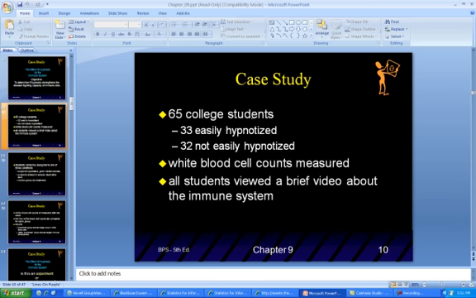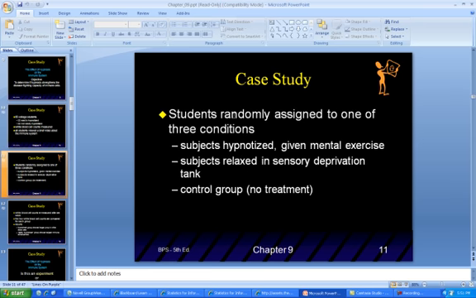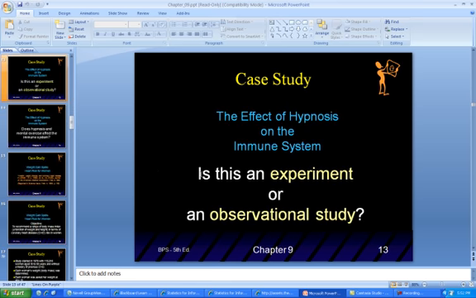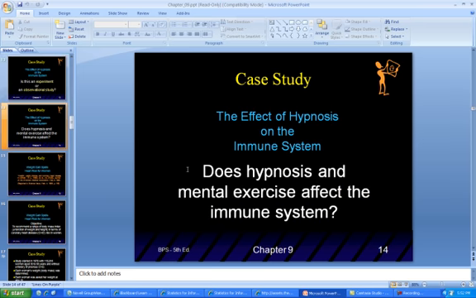Then you have the case study, 65 college students, 33 were easily hypnotized, 32 not. They did white blood cell counts, and then they viewed a video on the immune system, and they assigned them randomly, very important, always random, and you can read this on your own. And the results, hypnotized groups showed a larger jump in white blood cells, easily hypnotized groups showed the largest immune enhancement. So, is there an effect on the immune system? Is this an experiment, observational study? You tell me.